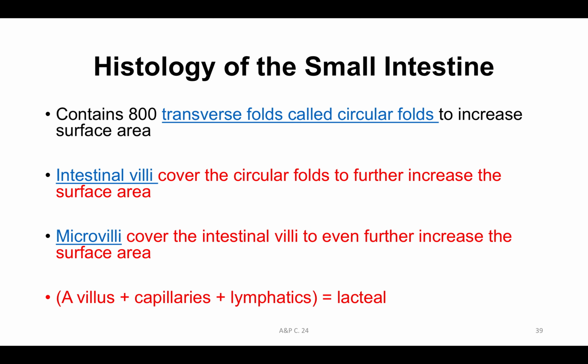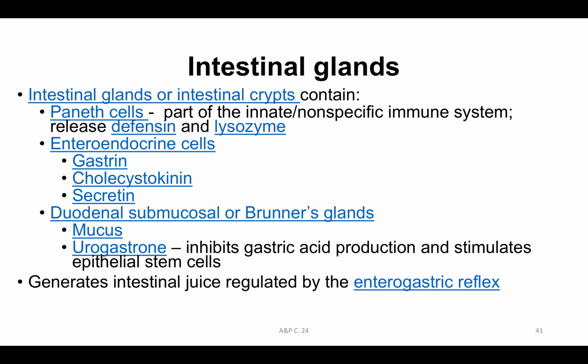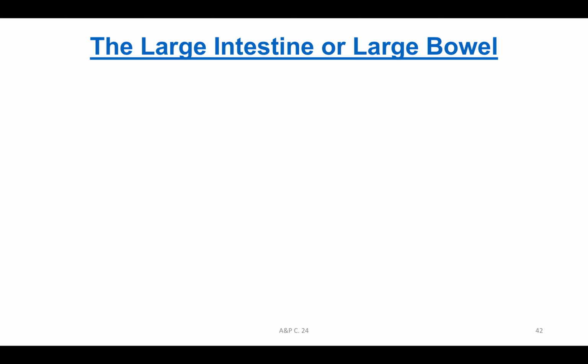And as we talked about earlier, our small intestine, in order to increase surface area and for food to be absorbed into our bloodstream, has villi. There are villi on the inside of our intestine. On top of those villi, there's microvilli, and a combination of a villus, which is the singular form of villi, capillaries, and our lymph vessels is called a lacteal. There are different glands throughout your intestines that help with your immune system, with digestion, with secretion.